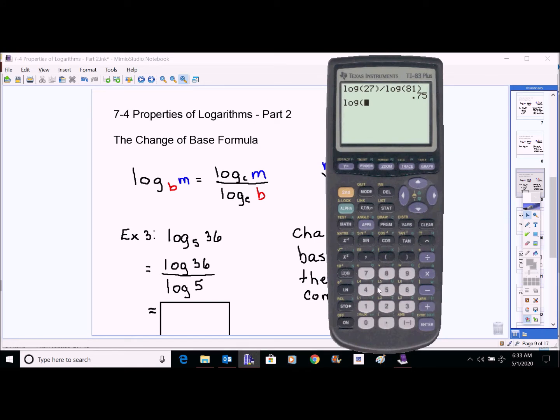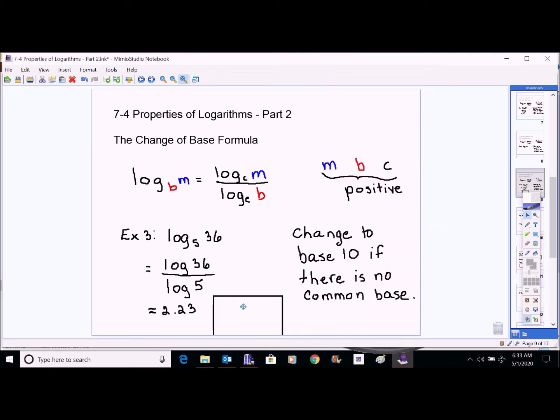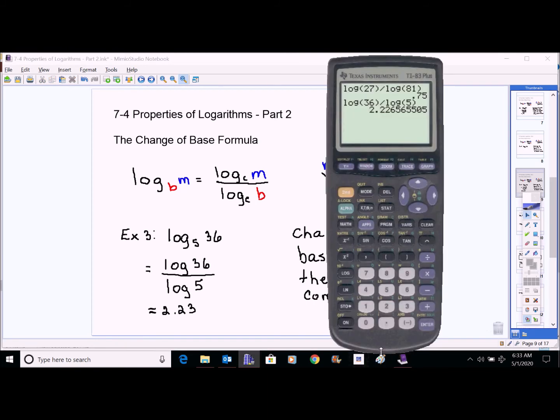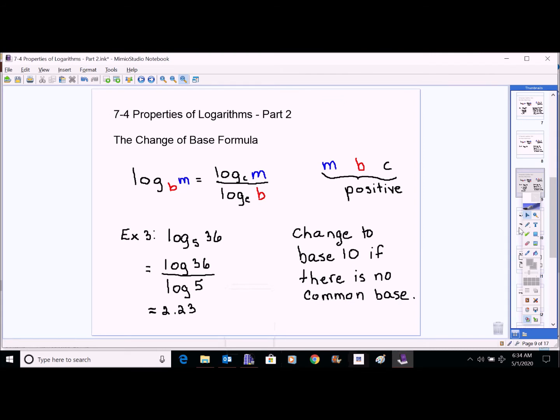Okay, so log of 36 divided by the log of 5. And you get approximately 2.227, or approximately 2.23 if we use our rules of rounding. Okay, so you can change the base to that thing that the calculator actually can handle, and that's super, super, super convenient. So time to drag these calculators out so you can do these type of problems.